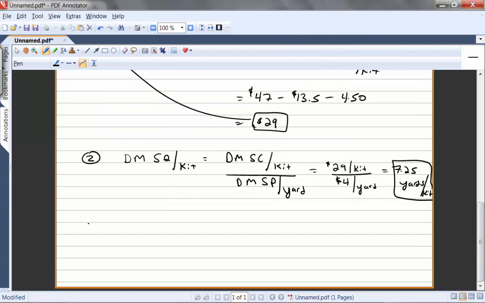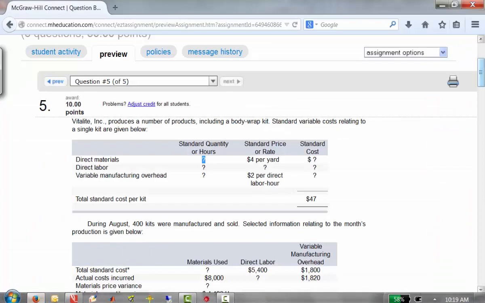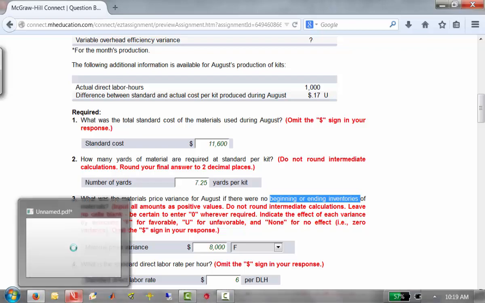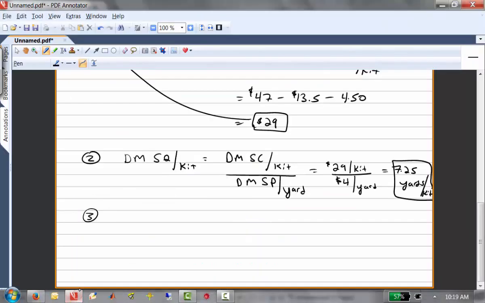Number 3. What was the materials price variance for August if there were no beginning or ending inventories? That means however many yards of direct materials they purchased, they used all of the stuff that they purchased. So there are no beginning or ending inventories of materials.